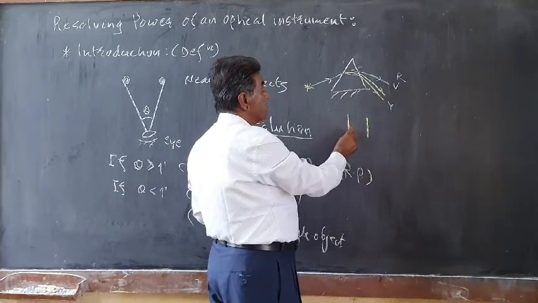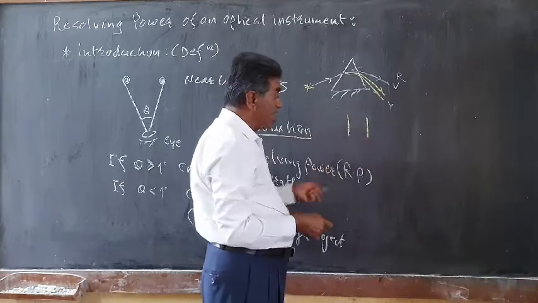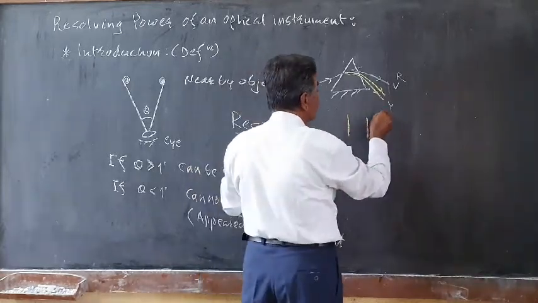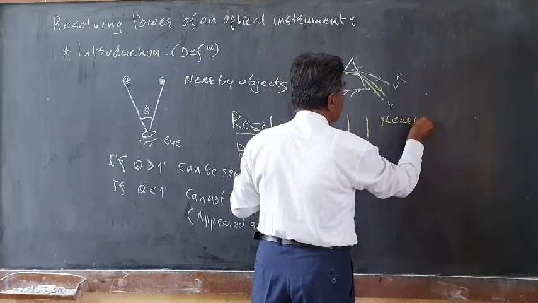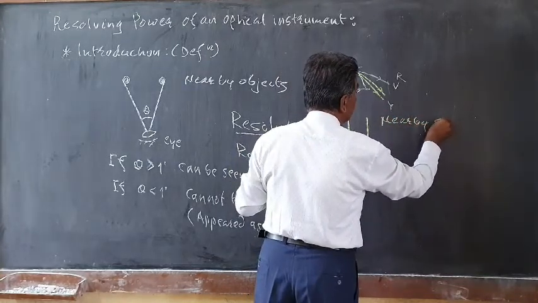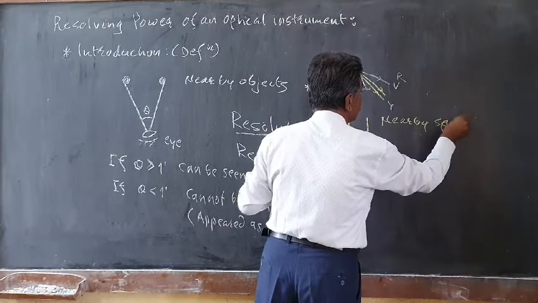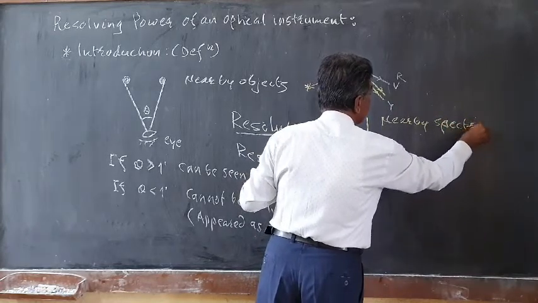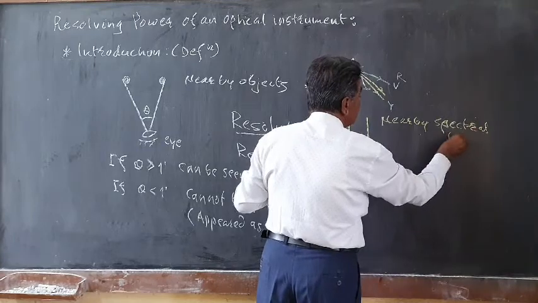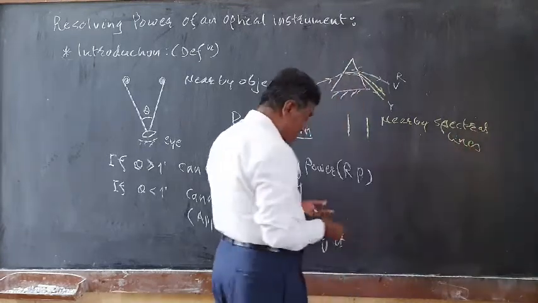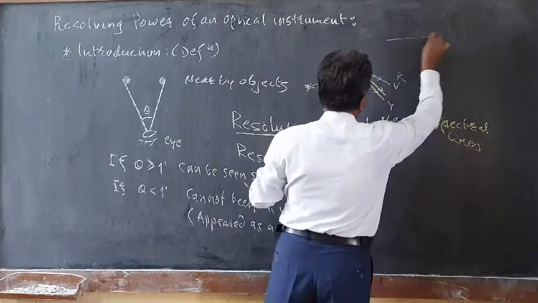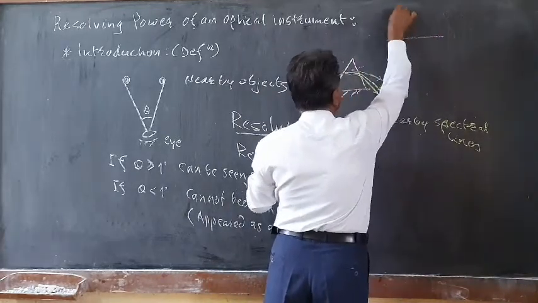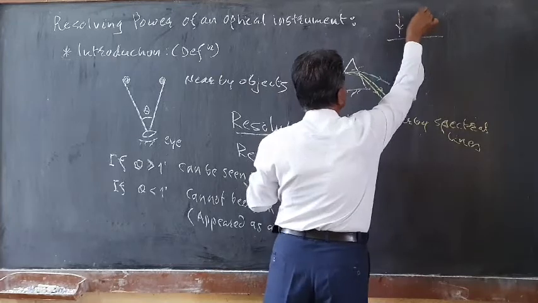The yellow two spectral lines, such spectral lines are known as nearby spectral lines. Also in the case of a prism or a grating, suppose we have a grating and parallel white light is incident on it.